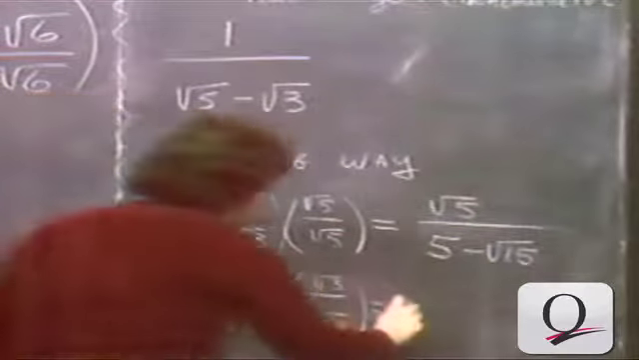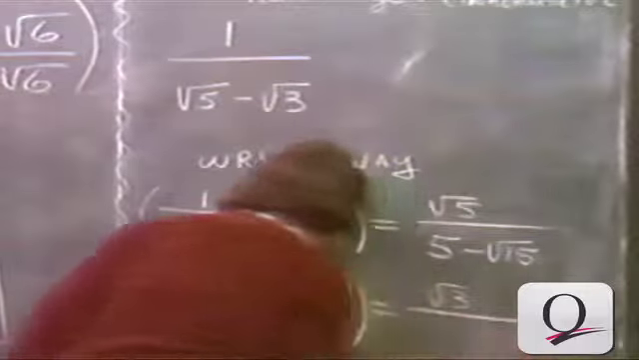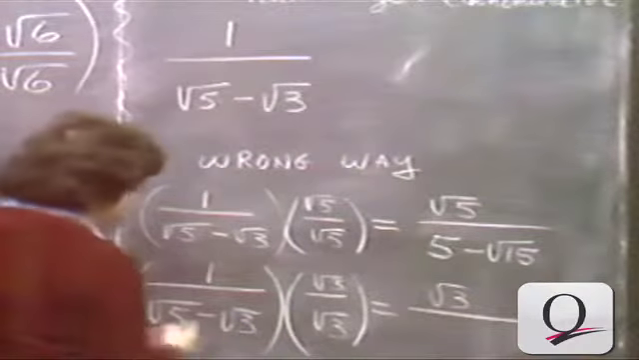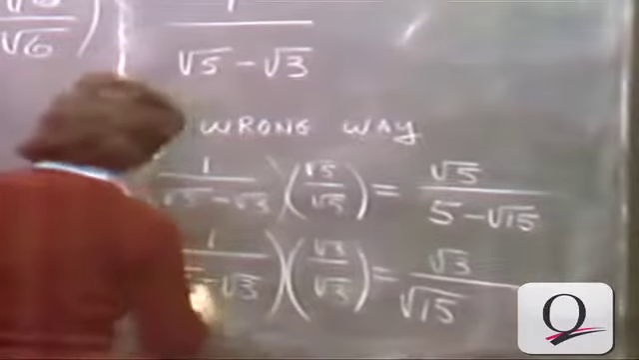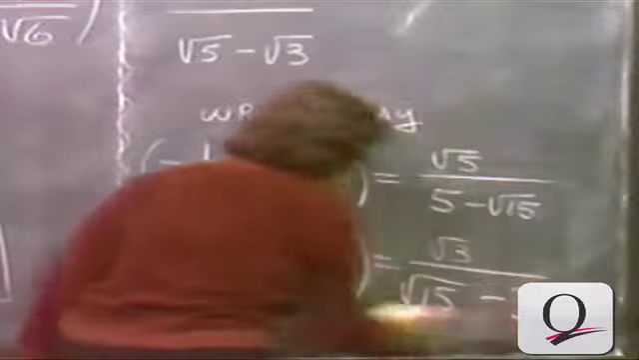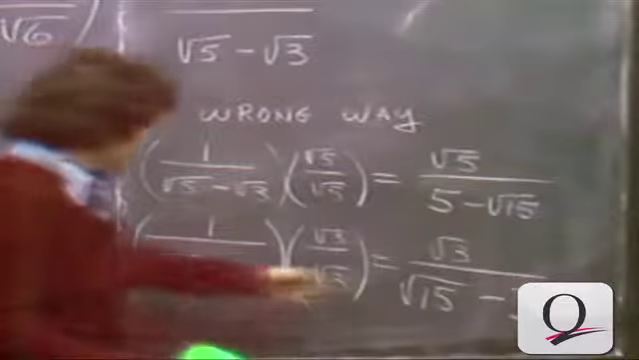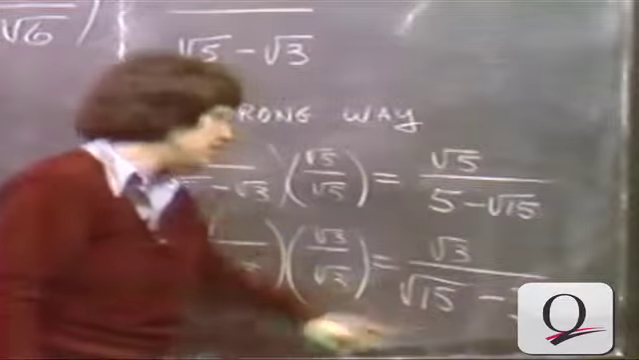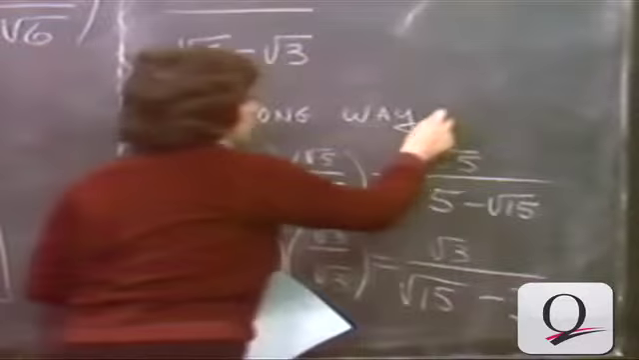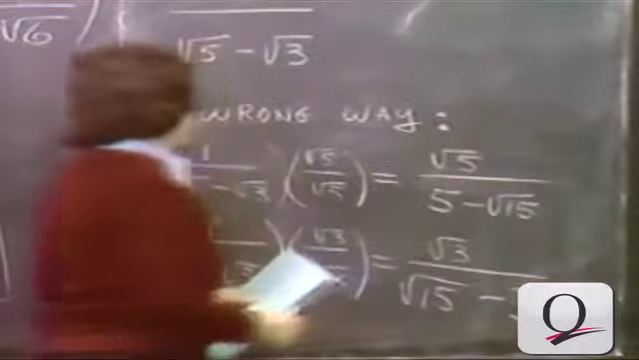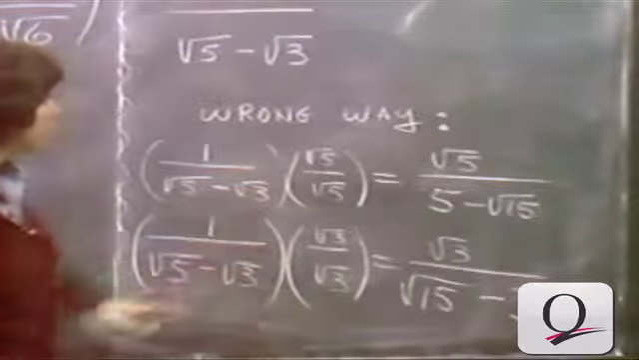Because on the top now you'd have the square root of 3, and on the bottom, the square root of 3 times the square root of 5 would give you the square root of 15, and you'd have minus, now the square root of 3 times the square root of 3. That would at least get rid of the square root of 3 in the bottom, but of course you'd still have the square root of 15. So this is the wrong way to do it. You can't multiply by just the square root of 5 or the square root of 3.